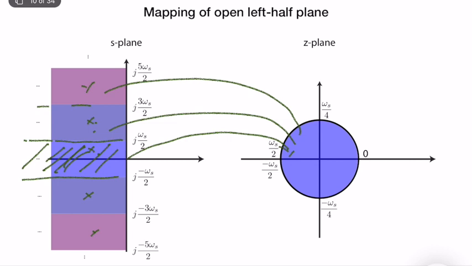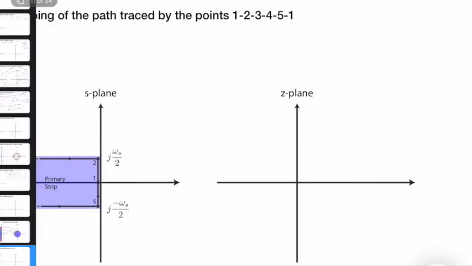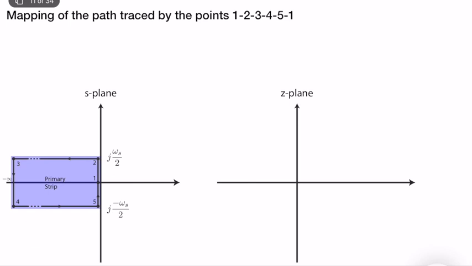Okay, good. Now let's analyze this. We know that this primary strip is mapped to the unit circle. Now let's analyze the mapping of the path traced by the points 1, 2, 3, 4, and 5. It's kind of easy, right? But let's do that. So let's start with 1. At 1, s is equal to 0, e to the power Ts.